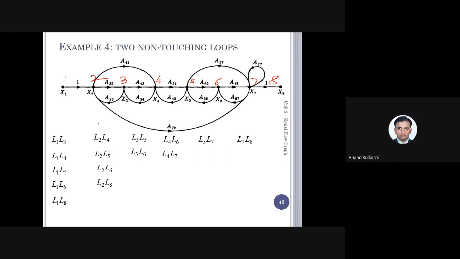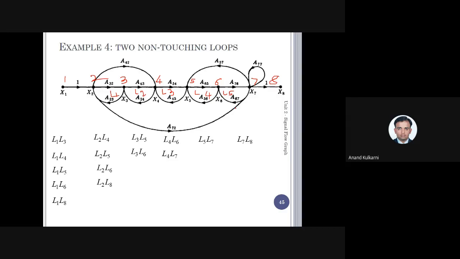Now, if you observe here, L1 is 2 to 3, 3 to 2. Then L3 is 4 to 5 and 5 to 4. If you see here, this part and this one are not touching. So this is L1, this one is L2, this one is L3, this one is L4, this one is L5.